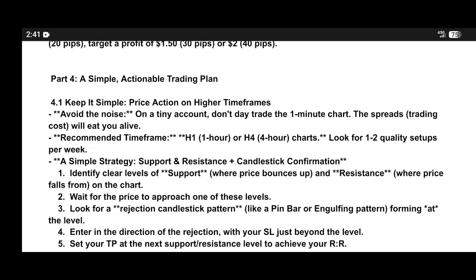The spreads are too wide, and it only eats you alive. Are you getting me? I recommend you trade on either the 1 hour or 4 hour chart. Look for 1 or 2 quality setups per week. A simple strategy: identify support and resistance plus candlestick confirmation, which helps you identify a clear level of support where price bounces up and resistance where price falls from on the chart.